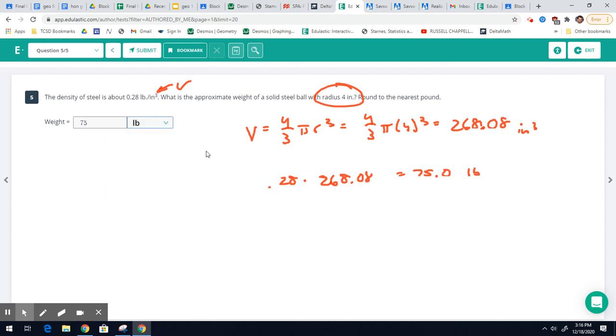So hopefully this gave you a good mixture of sphere volume problems. Best of luck on your homework.